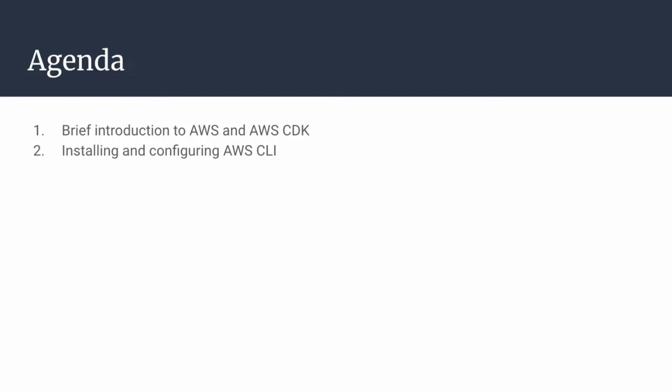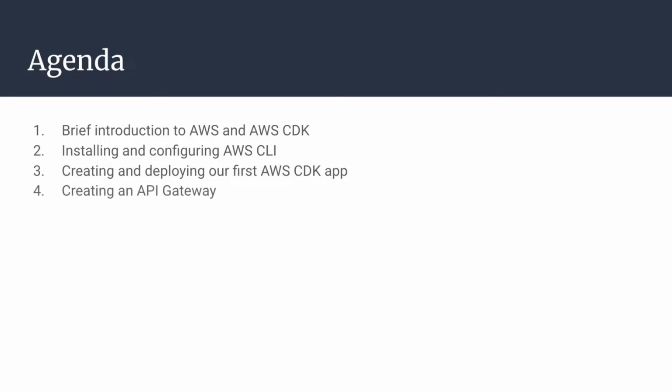Then we'll be installing and configuring the AWS CLI, which is a requirement for working with CDK. Then we'll create our first AWS CDK app and deploy it. Afterwards, we'll proceed in creating our first API gateway using CDK. Then we'll make sure our API gateway is connected to AWS Lambda.